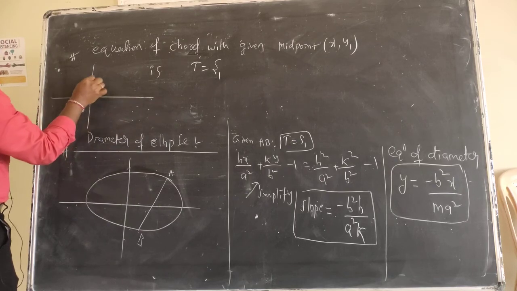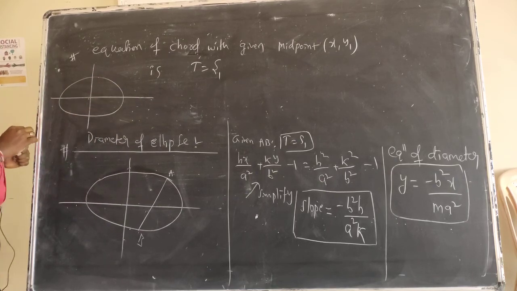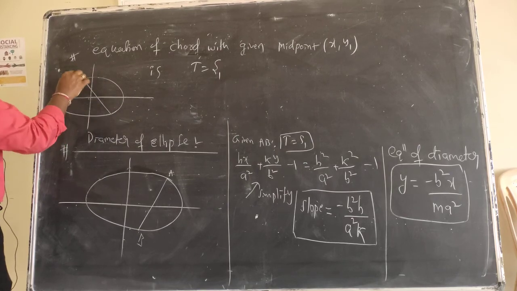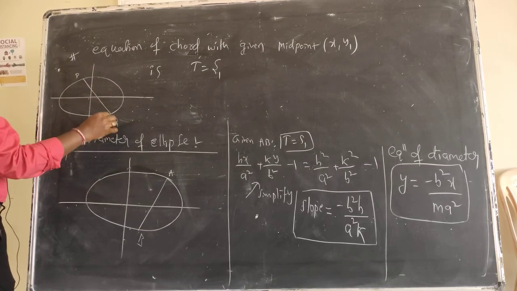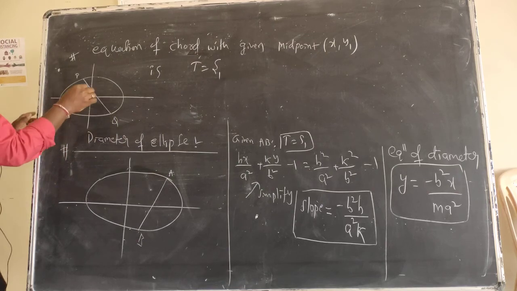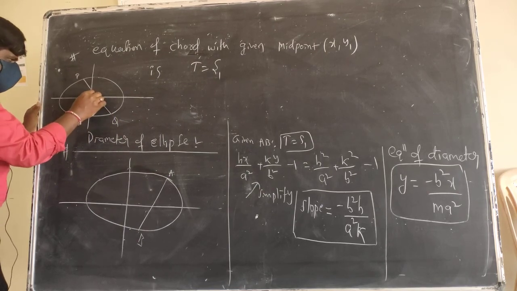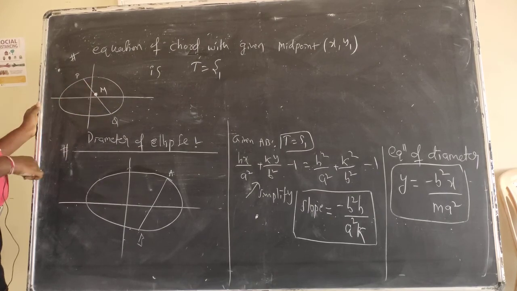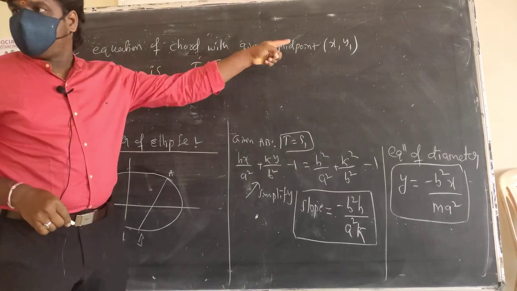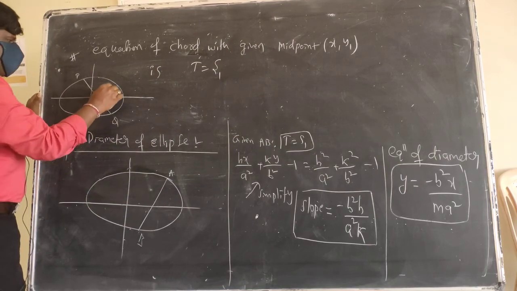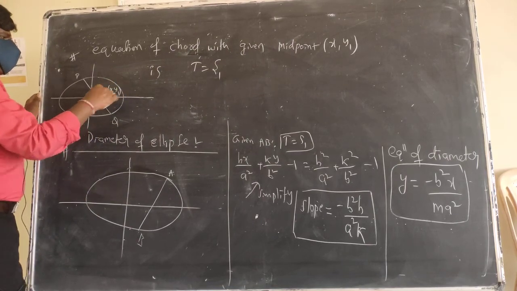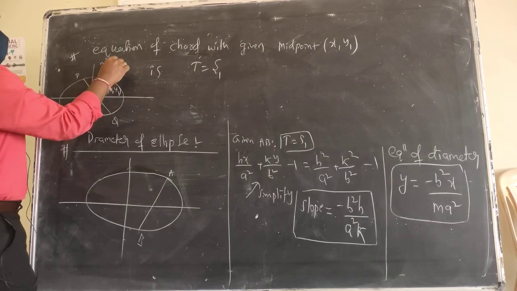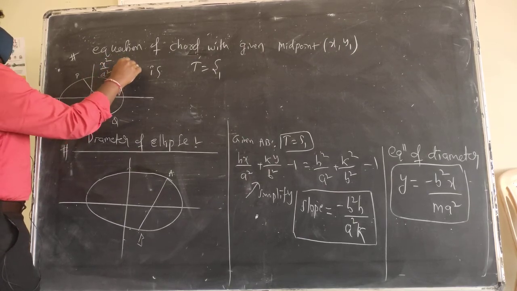What is it saying here? Suppose an ellipse is there, and I took any chord, P something and Q something. When this is the chord, there will be a midpoint for the chord. Anywhere you get a midpoint of the chord. If the midpoint is given, for an ellipse x square by a square plus y square by b square is equal to 1.